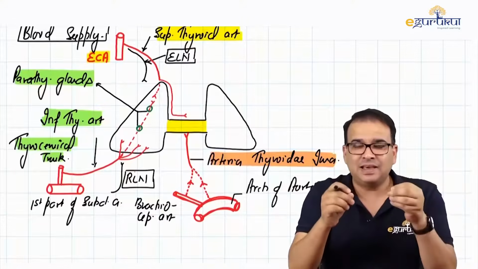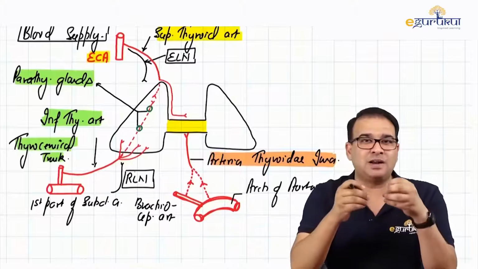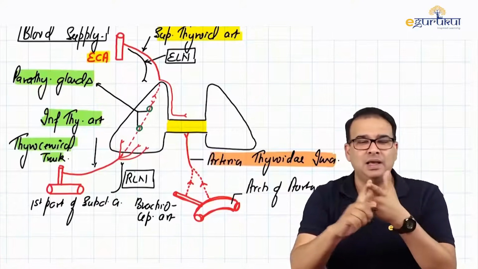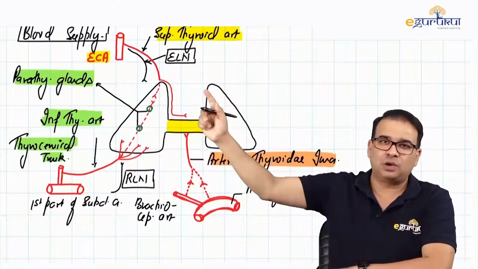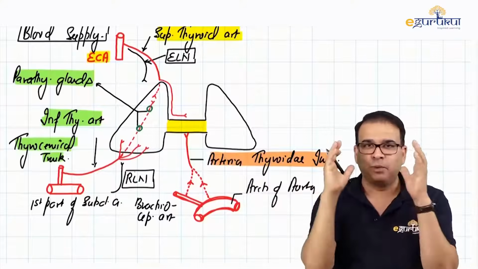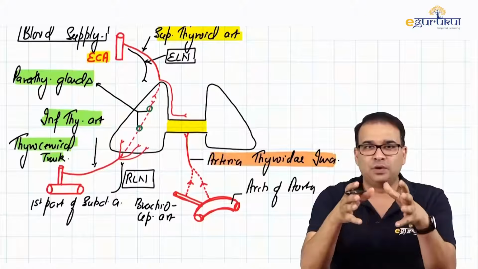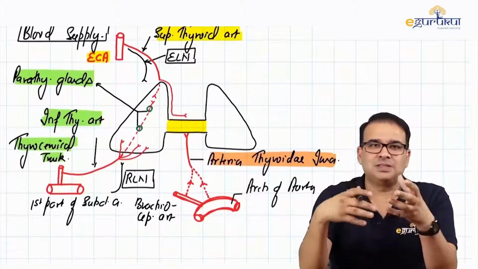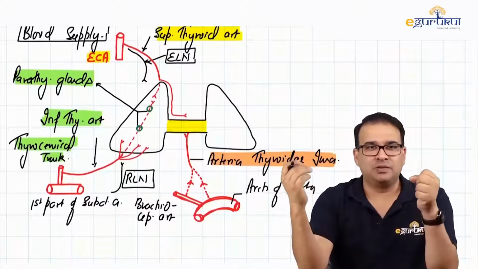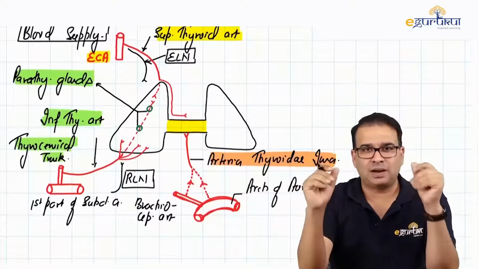So selective ligation of the branches of the inferior thyroid artery is done close to the gland, and even the superior thyroid artery is ligated close to the gland. So remember, both arteries are ligated close to the gland only. That's how it goes in surgery. Generally, we say that the superior thyroid artery is ligated close and the inferior away from the gland. That is not practical.